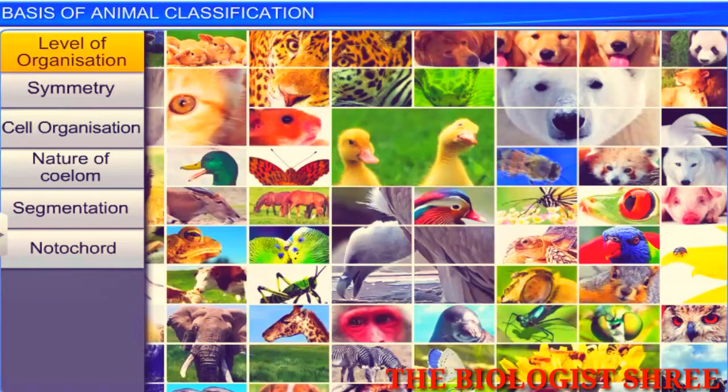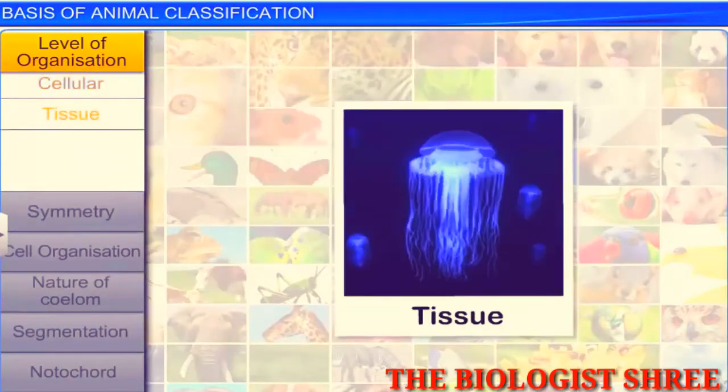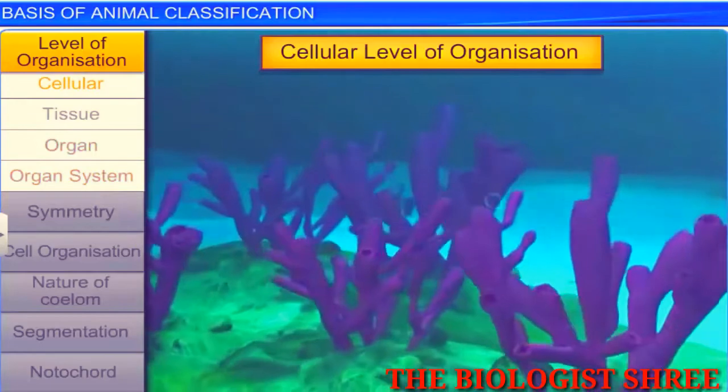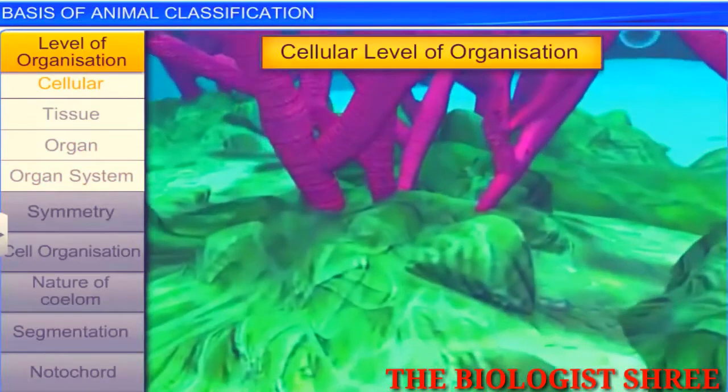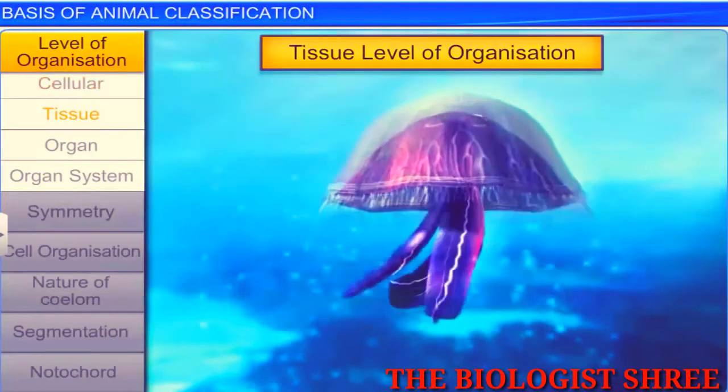Level of organization is the first basic fundamental feature that deals with the pattern of cell organization in an animal. There are 4 patterns of cell organization: cellular, tissue, organ, and organ system. Sponges exhibit a cellular level of organization, where cells are loosely arranged. Tissue level of organization is more complex and is displayed in coelenterates. Here, the cells that perform the same function are arranged into tissues.